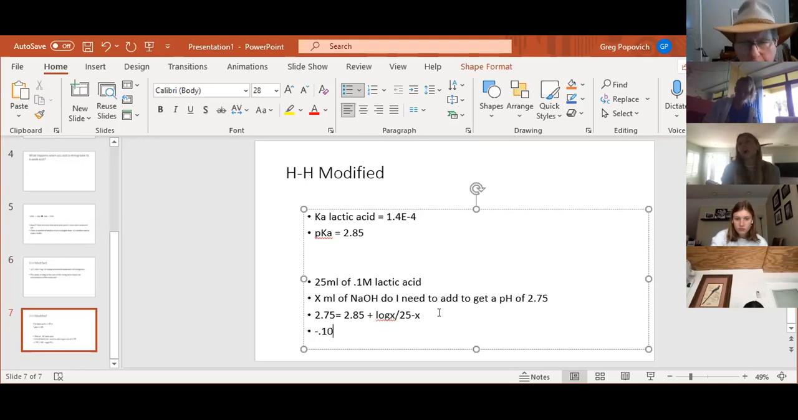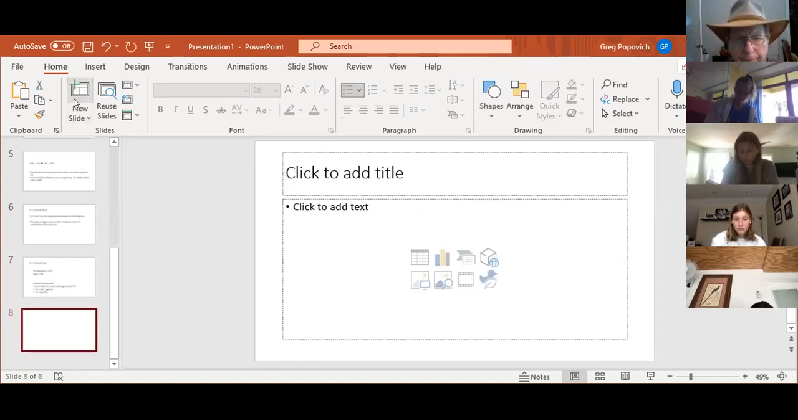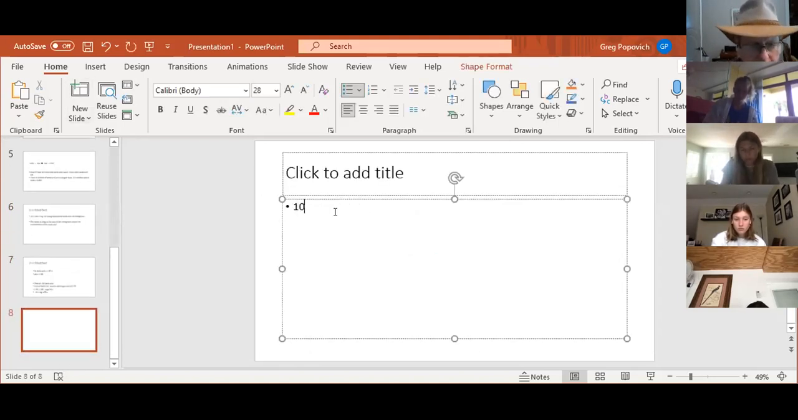Negative 0.10 is equal to the log of X divided by 25 minus X. Next slide. 10 raised to the negative 0.10 is equal to X divided by 25 minus X. And I should know this. It should be it.